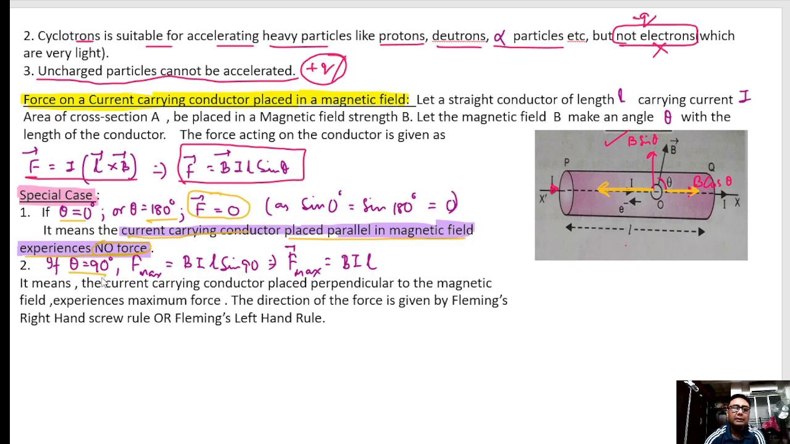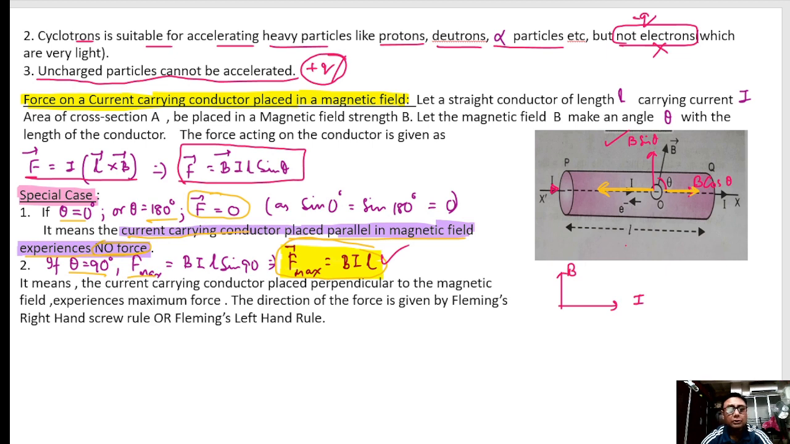Similarly, if theta is 90, that means sine 90 is maximum. So maximum force will act on it. And what is the maximum force? This is the maximum force acting on the conductor. So when the magnetic field is perpendicular to the direction of flow of current, the force acting will be the maximum.